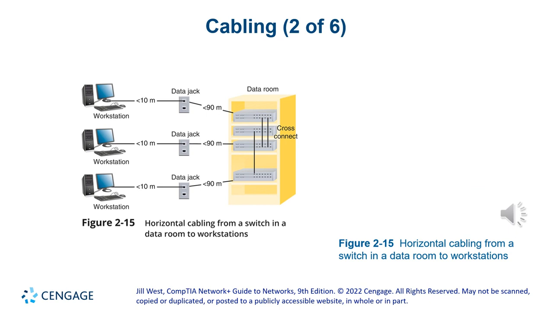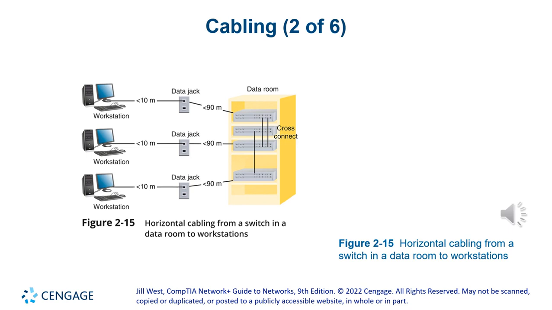All right, this is a small diagram describing the horizontal cable. From the data room or your IDF, it doesn't matter what the location is, you have your switches, right? They will have the horizontal cabling that goes all the way to the data jack. That's the data jack on the wall. That could be up to about 90 meters. And then you can allocate about 10 meters between the data jack and the workstation.